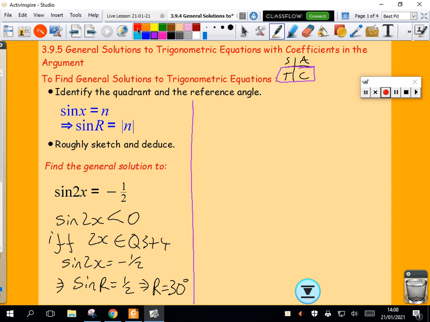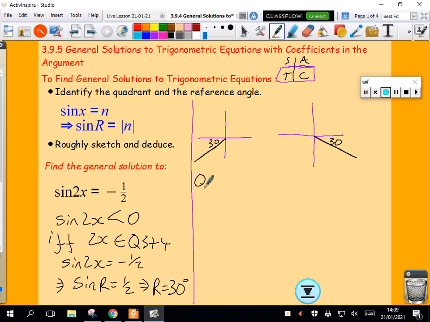So, to draw my rough sketch, we're dealing with quadrants 3 and 4. Sine of 2x is negative 1/2, so the reference angle is 30 degrees. In quadrant 3, that'll be out there, 30 degrees. In quadrant 4, that's what that reference angle looks like. So here's the terminal side of our angle. Here's the terminal side of our angles. There will be infinitely many of them.